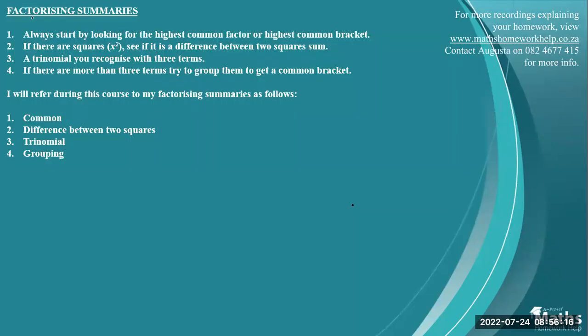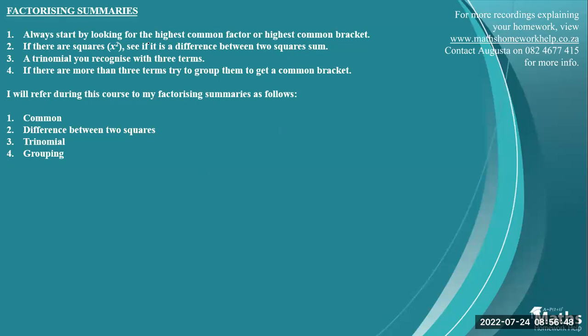Right. So when I do factorising, I always tell my pupils, you must analyze to see which of the 4 basic concepts you can apply. You can either look for something common, which must always be number 1 in your brain. Number 2, difference between 2 squares, trinomial or grouping. So let me explain this further. You always start off by looking for the highest common factor, or it could be a highest common bracket.